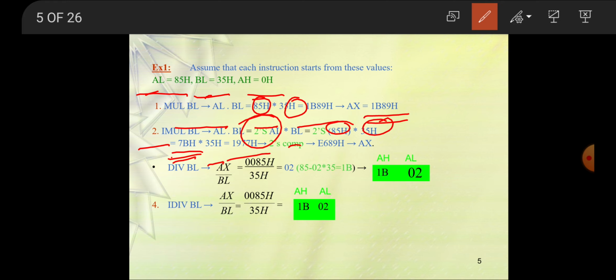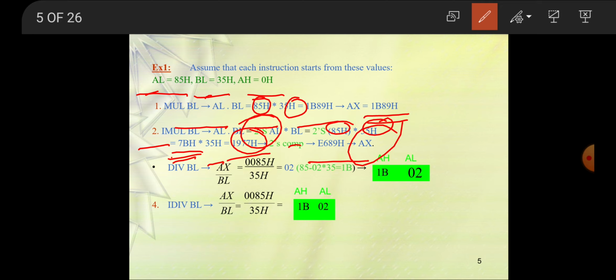the answer will be 1977h. Again we take the 2's complement of the answer, and then we get the final result. The 2's complement of the answer is E689h, and that is going to be stored into AX. So this is how the multiplication can be done.